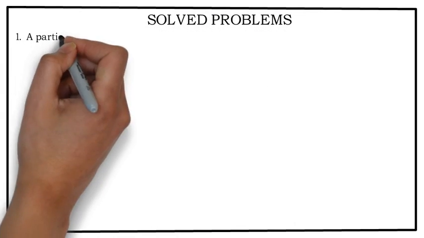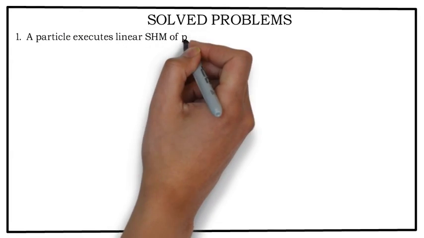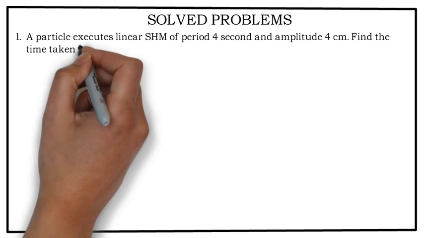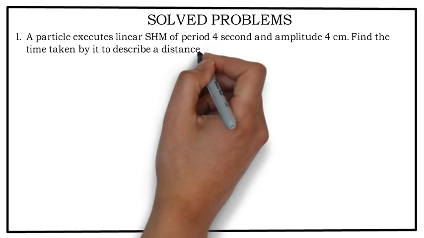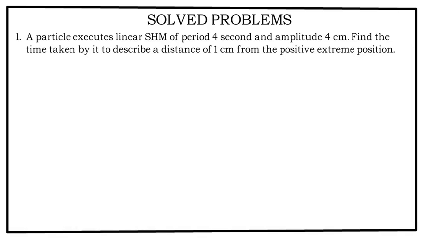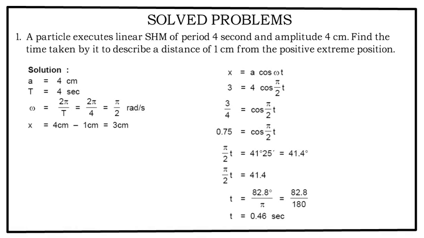Solve problems. Problem number 1. A particle executes SHM of period 4 seconds and amplitude 4 centimeter. Find the time taken by it to describe a distance of 1 centimeter from positive extreme position. Amplitude mentioned to you 4 centimeter.